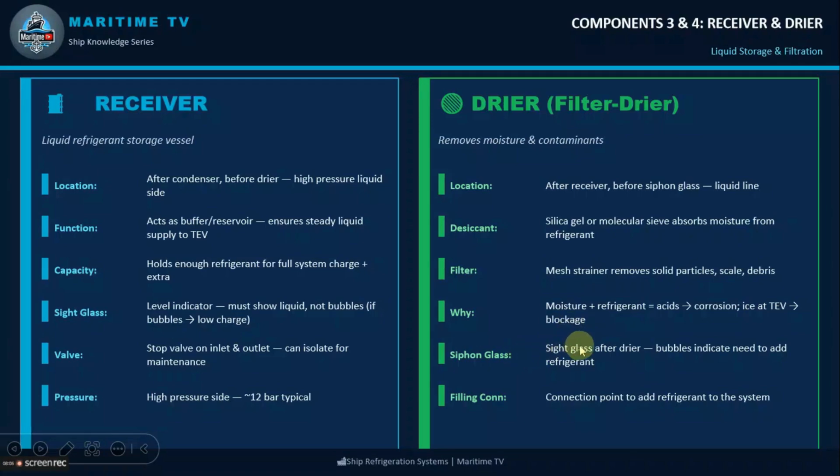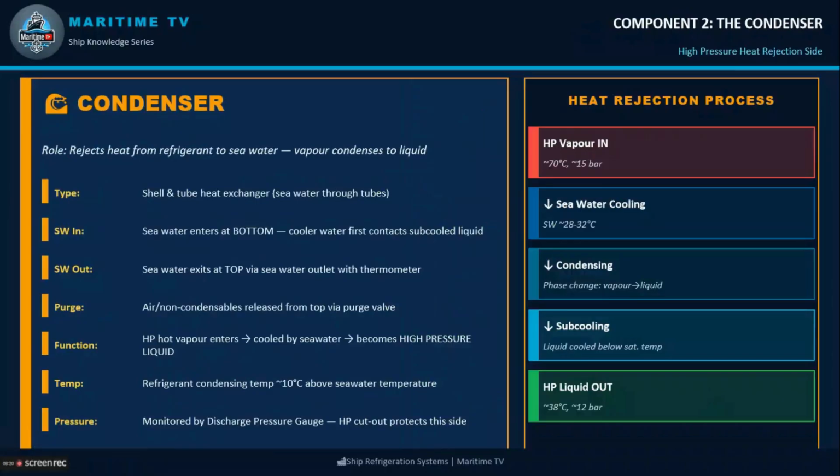The sight glass, this is the sight glass after the dryer. Bubbles indicate the need to add refrigerant. Also, you have a filling connection here. It's a connection point to add refrigerant to the system.